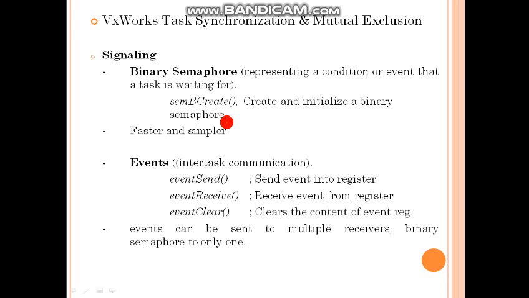There are three parts in that: event send, event receive, and event clear. Event send means send the event to a register. Event receive means receive the event from a register. And event clear means clear the contents of the event register. Events can be sent to multiple receivers, whereas a binary semaphore can signal only one.